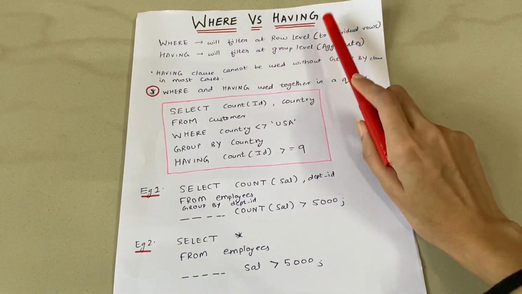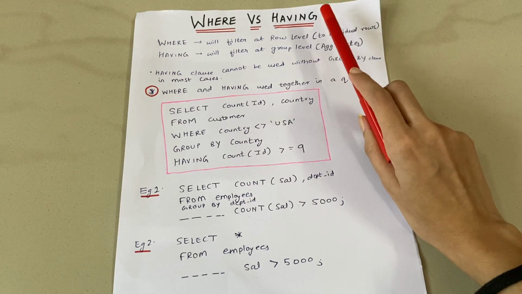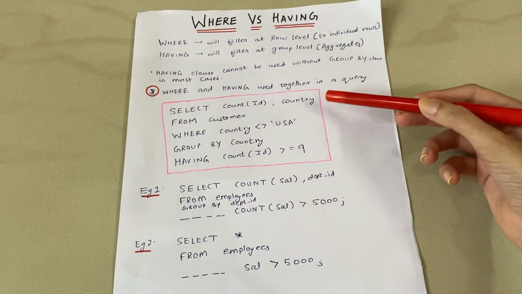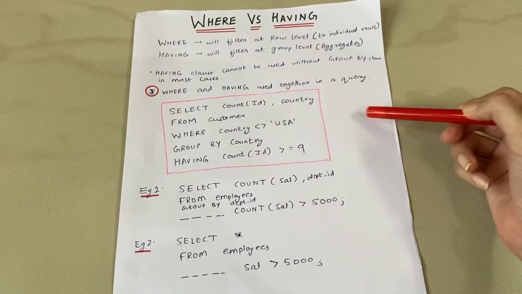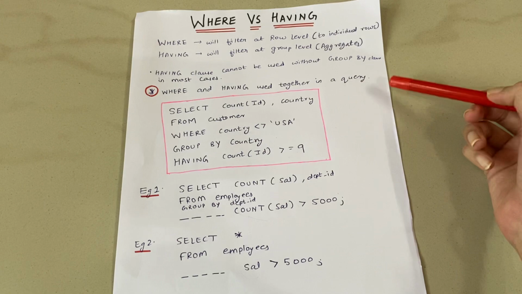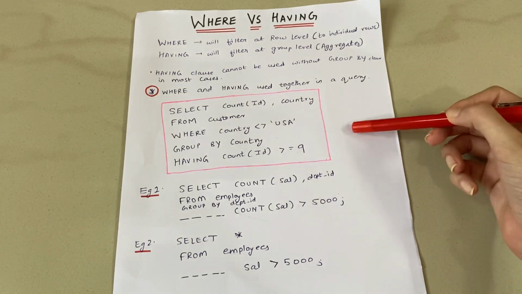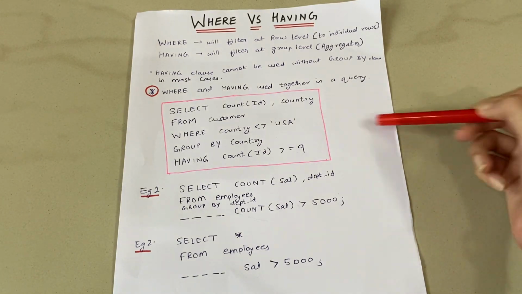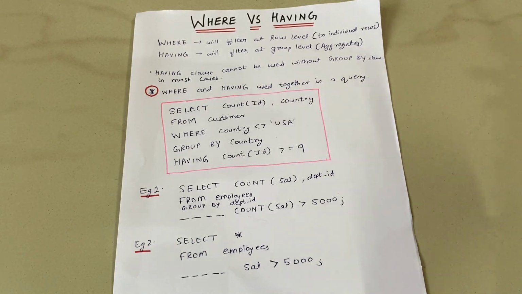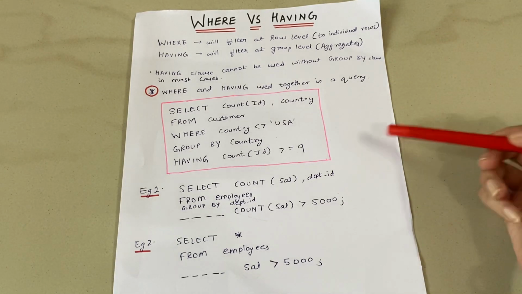So WHERE and HAVING both are used for filtering of records. Now what does filtering mean? For example, when I write SELECT * FROM employees, I am selecting all the details from the employees. But when I write SELECT * FROM employees WHERE age > 20, I'm giving a filter. I don't want all the details, but I want only the details where age is greater than so and so. So that is filtering.